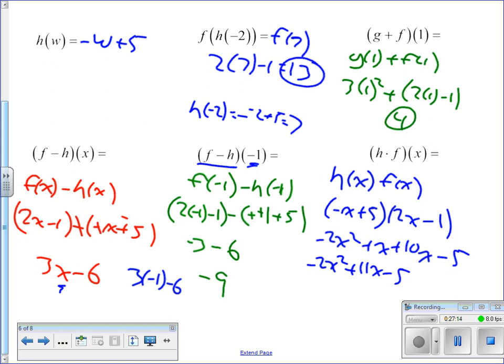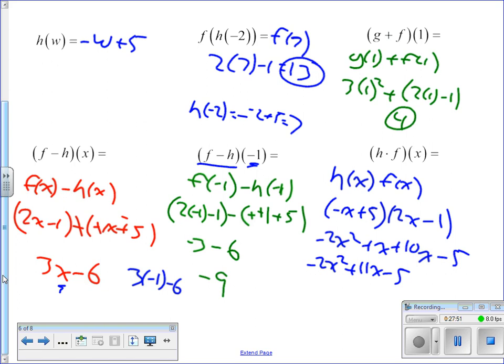Is that where you were headed? No. Oh, okay. I got 3x plus 4, and then I got negative 3 plus 6 plus 3. I don't know what I did wrong. Well, f is 2x. You put negative 1 in here, so it gives you negative 2 minus 1, which gives you negative 3. And then you put negative 1 in here for x. Negative 1 is 1 plus 5, which gives you 6. So negative 3 minus 6, negative 9.